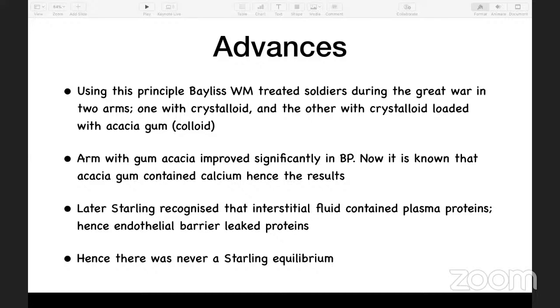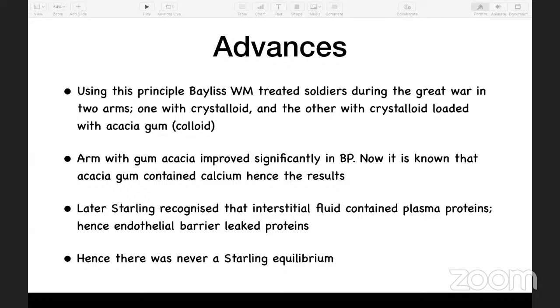The arm of the acacia gum got significant increase in BPs, but it was later found that acacia gum contained calcium and through its action on the smooth muscle, it caused the increase in BP. So the Starling principle was still questioned at that point. We still question it reading the findings of William Bayliss.